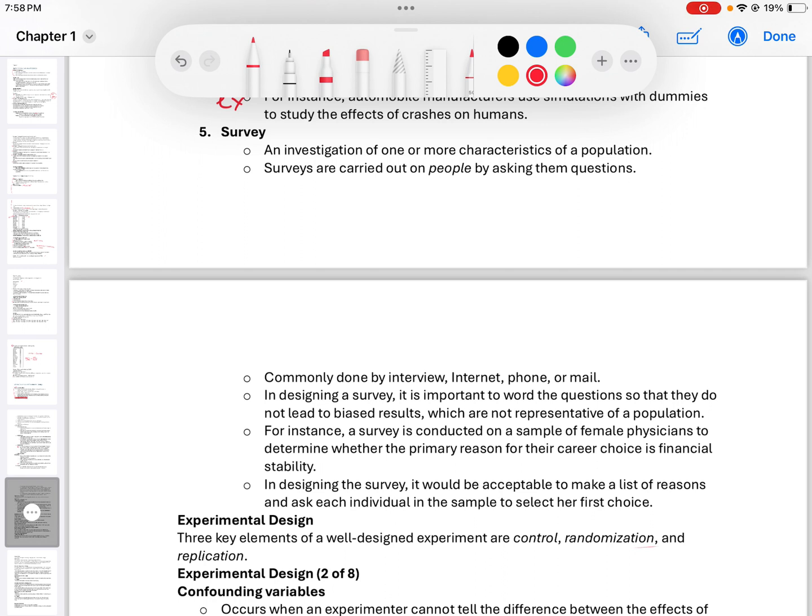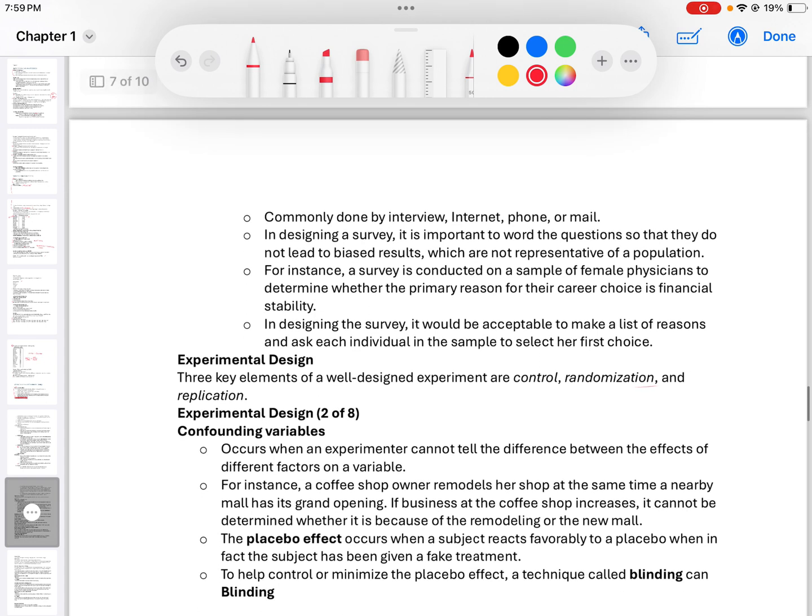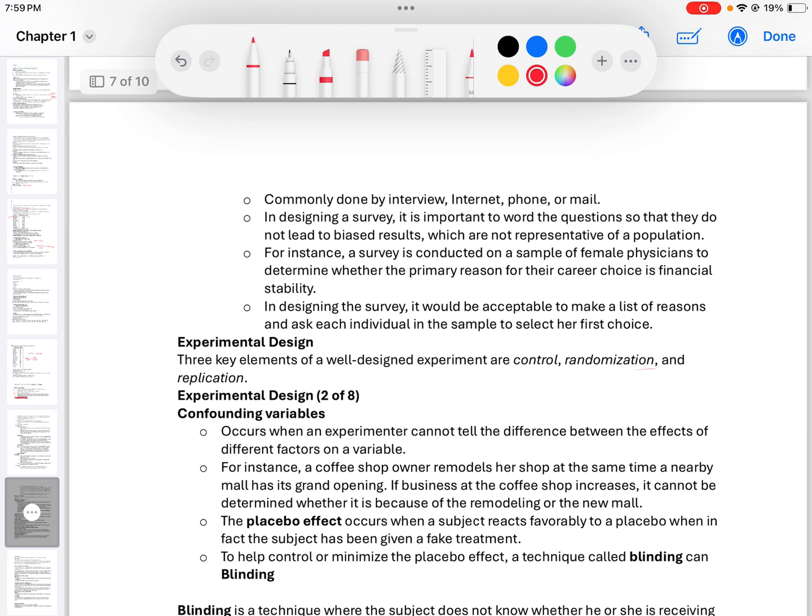Surveying. A survey is an investigation of one or more characteristics of a population. Surveys are carried out by people by asking them questions, commonly done by interview, internet, phone, or mail. In designing a survey, it is important to word the questions so that they do not lead to biased results, which are not representative of the population. For instance, a survey is conducted on a sample of female physicians to determine whether the primary reason for their career choice is financial stability. In designing a survey, it would be acceptable to make a list of reasons and ask each individual in the sample to select their first choice.